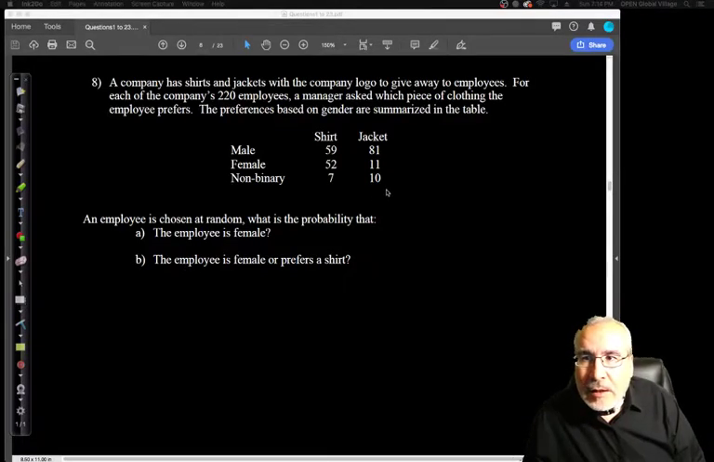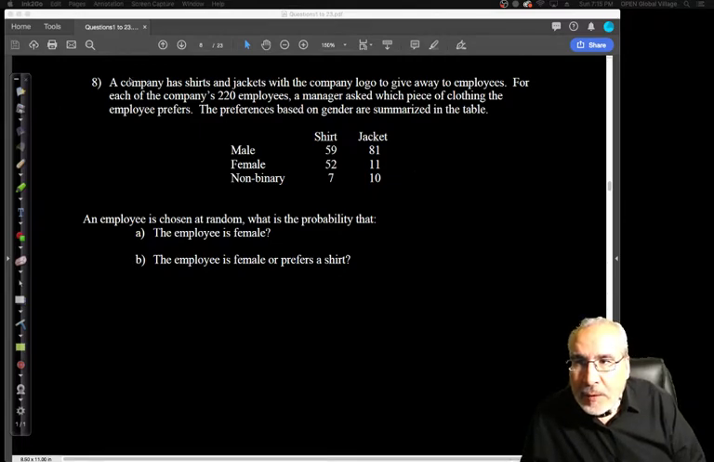Question number 8 here for the Unit 2 review, Math 142. Let's see if they've got a question down here. So it's, the employee's female. Employees chosen at random, what is the probability that the employee is female or prefers a shirt? So we've got a couple things.